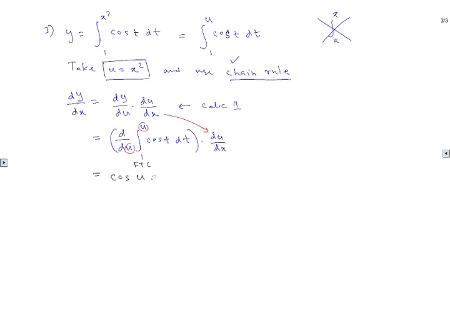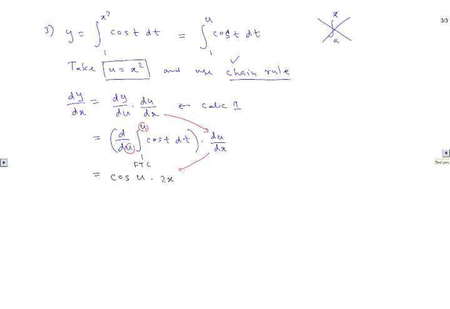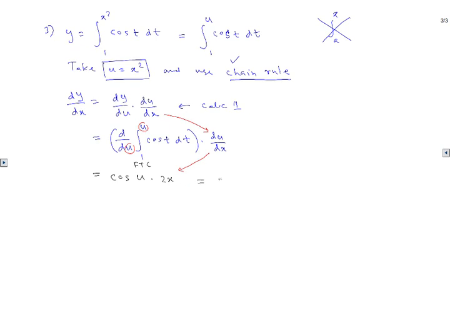Okay, I hope that part is clear. Cosine u, times du by dx, that means you take the derivative of u with respect to x. So what do you get? 2x. So there is 2x. Now what we can do, we can replace u by x squared. So that means it's going to be cosine x squared times 2x. Be careful, this x squared is inside, 2x is outside, so you better write it as 2x cosine x squared in the final answer.